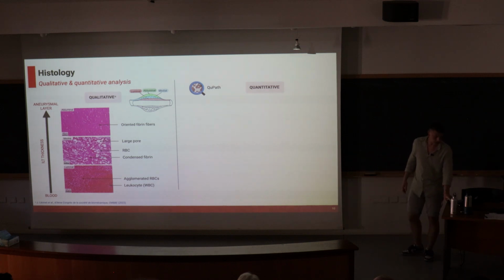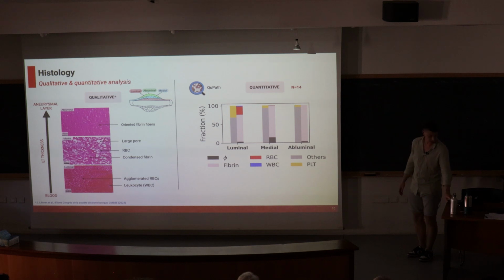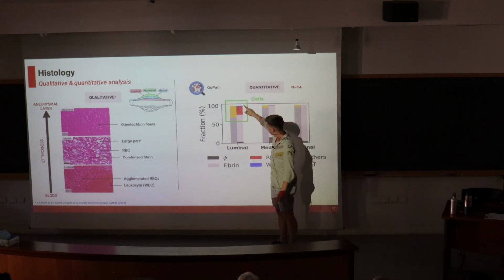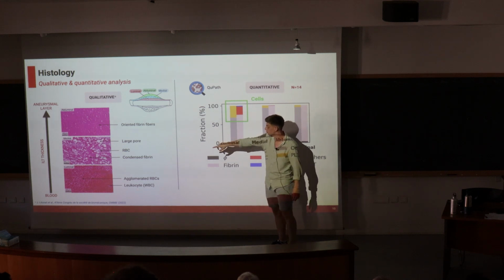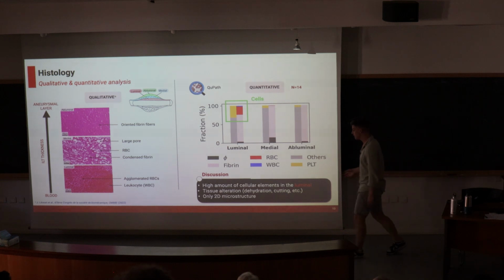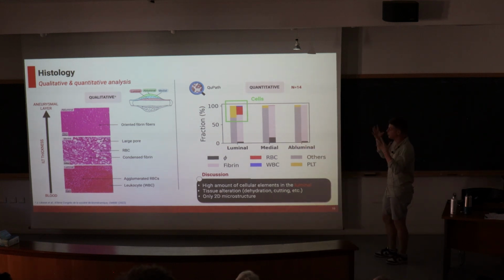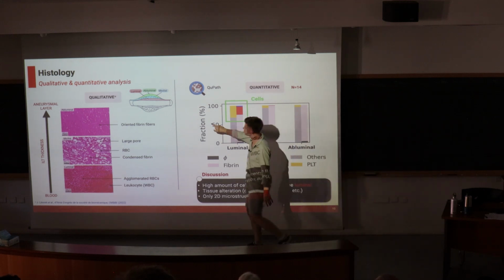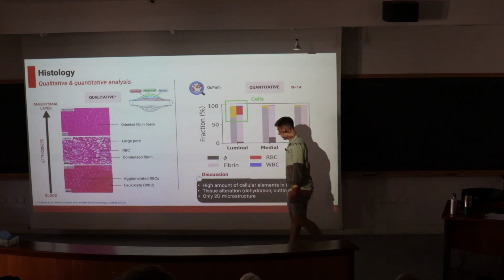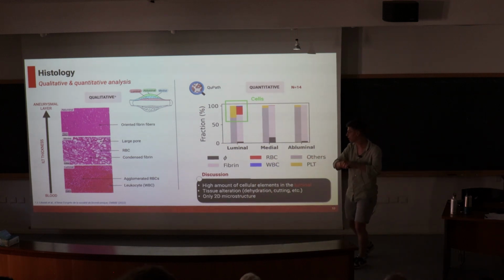Then we performed quantitative analysis for each specific layer. What is interesting to see is that the majority of the cells are present in the luminal layer, the one close to the blood. So to conclude, we can see that the cells can navigate inside the layer close to the blood, the luminal layer, and not in the medial and abdominal layers. But the main problem is that with this kind of technique, this is only a 2D microstructure.